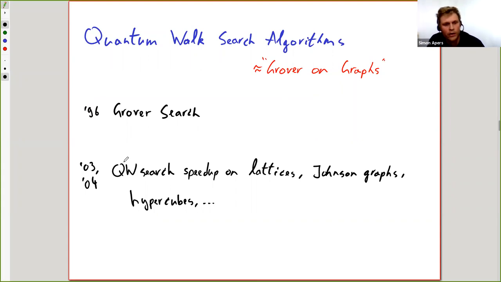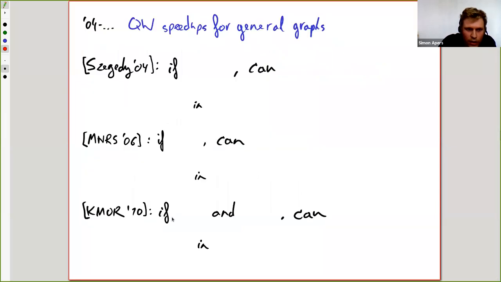And then in '03 and '04, we got this quantum walk search speedup, or hitting time speedup, for a range of graphs going from lattices to Johnson graphs to hypercubes and so on. But the analysis of the quantum walk algorithms was ad hoc, right? You had a bit of an ad hoc analysis to prove speedups on these graphs. That's why we could expect this set of graphs: they are very symmetric and would typically allow you to explicitly diagonalize a quantum walk operator. So it was only starting from the work of Szegedy in '04 and onward that we could talk about quantum walk speedups for general graphs, not for these specific symmetric graphs, but really for arbitrary graphs.